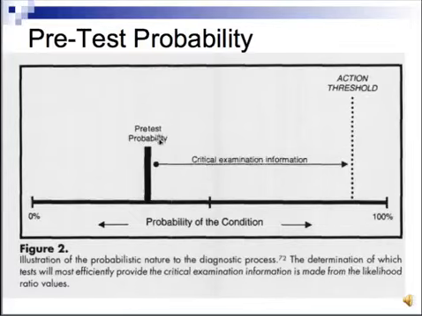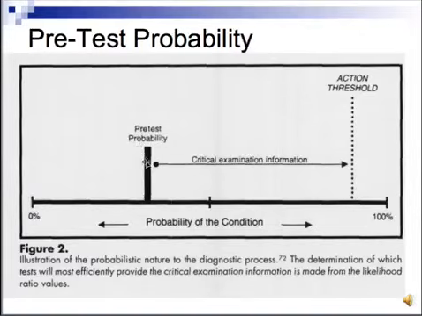So what we're really looking for clinically is tests or measures that put us beyond this action threshold, or confirm that they're not going to be at that threshold, to make a decision. So let's start with, what is a pretest probability?